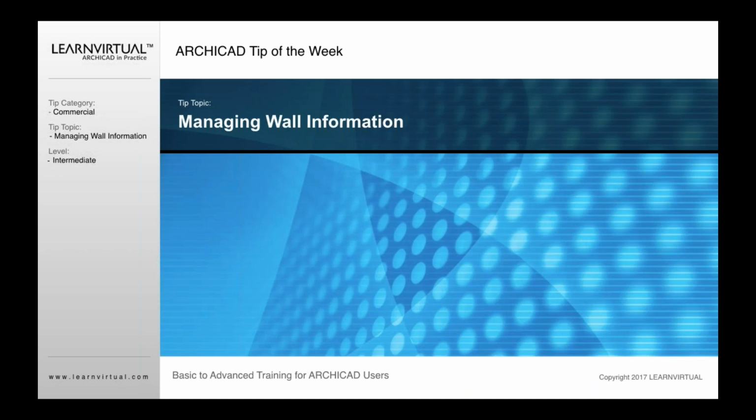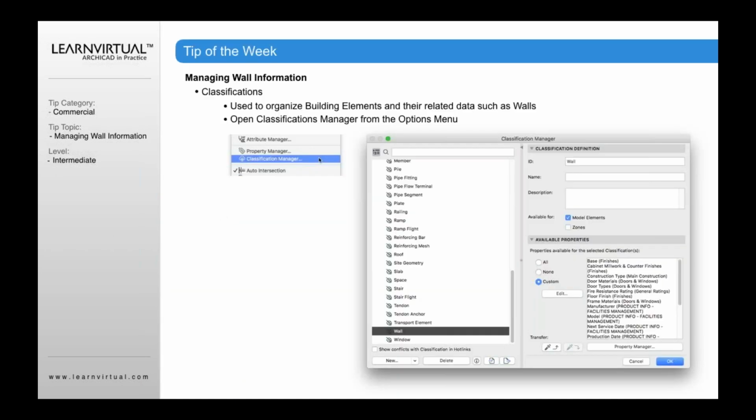Today, we're going to talk about managing wall information and how you can apply classifications and properties to your walls, also to give you a better ability to control information. So first off, if you're not familiar with this, there's two important parts to managing information in ARCHICAD, including walls, and that's classifications and properties.